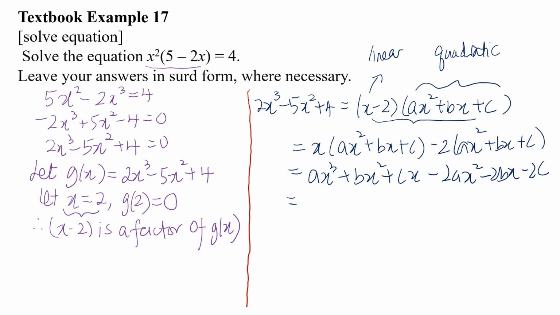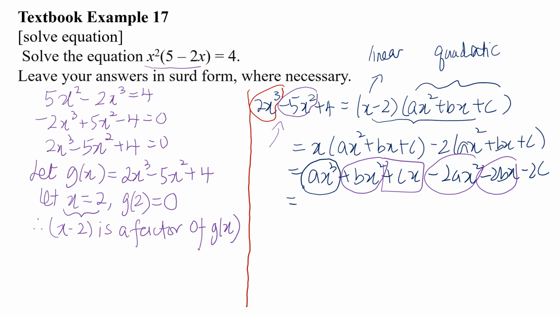whatever x cubed term here will be equal to your x cubed term on the left. Whatever x squared term here will be equal to your x squared term on the left. And the cx term will be equal to 0x on the left hand side, because on the left hand side there's no x term. So your cx minus 2bx will be equal to 0. And whatever does not have an x, x squared or x cubed, that means your constant, which is your negative 2c, will be equal to positive 4.